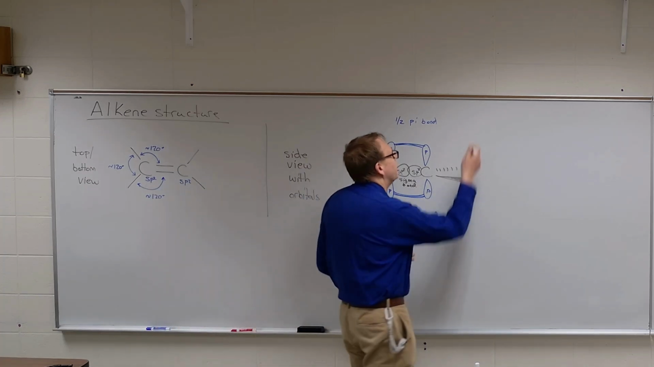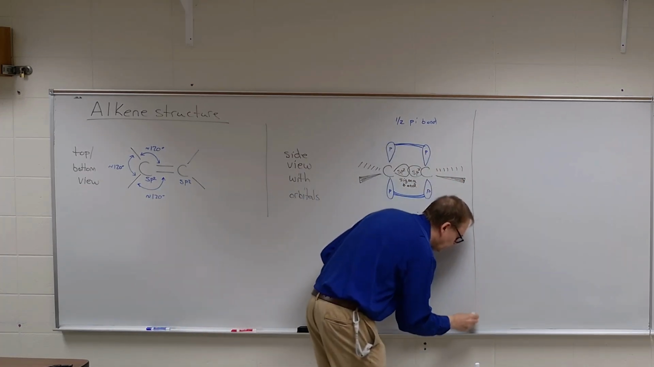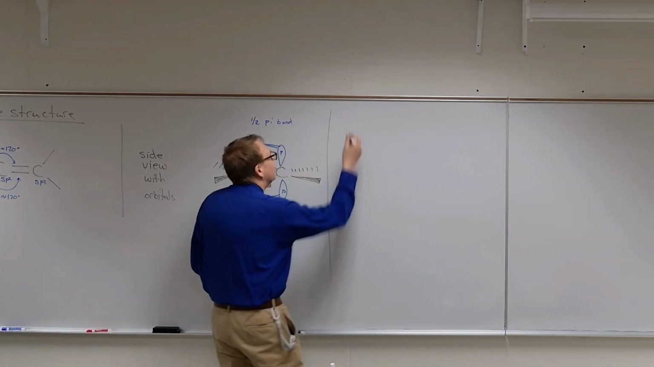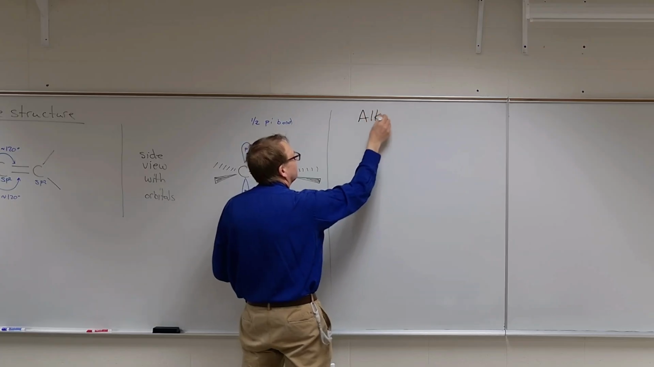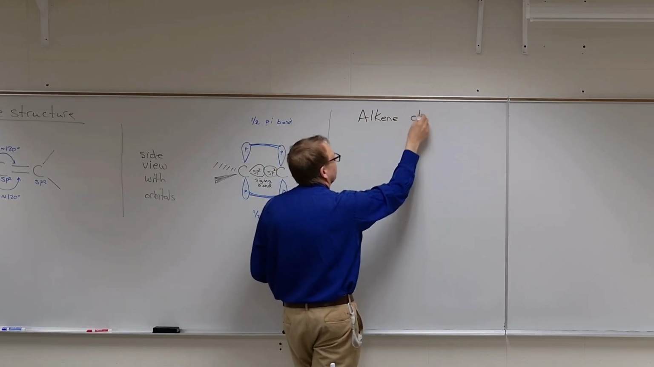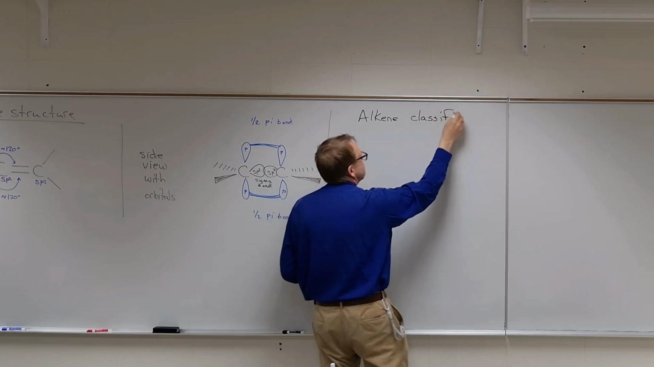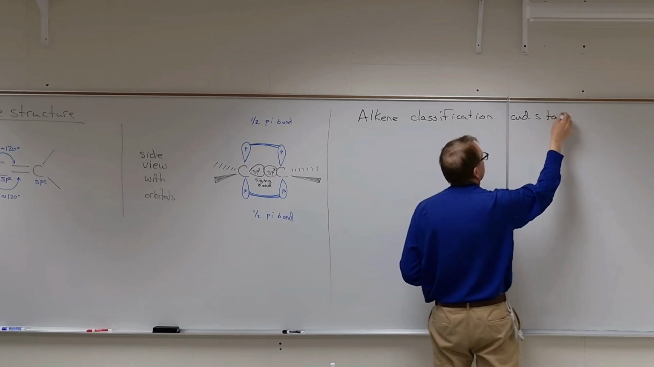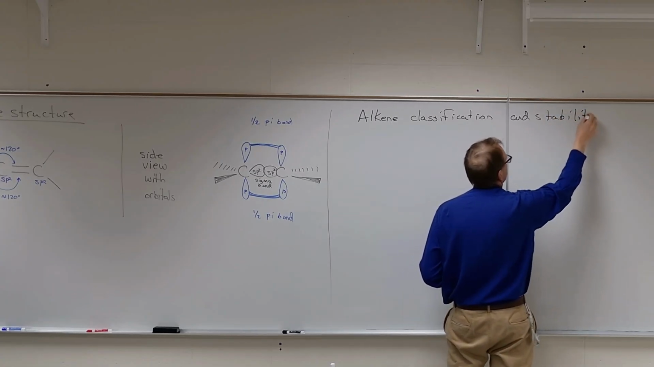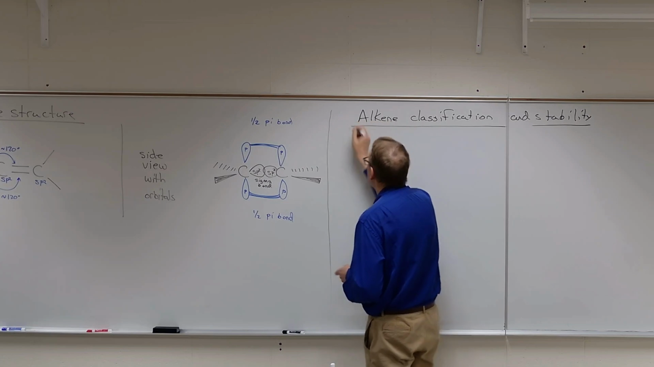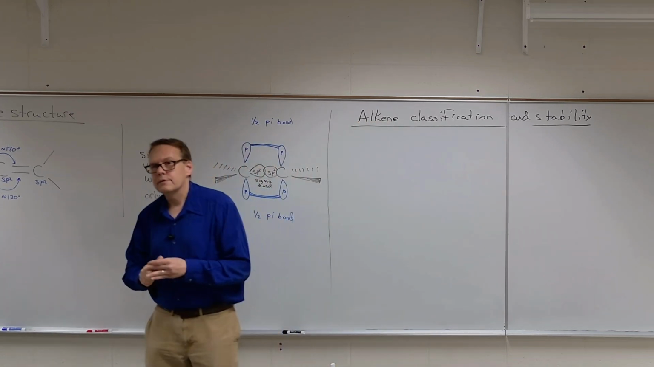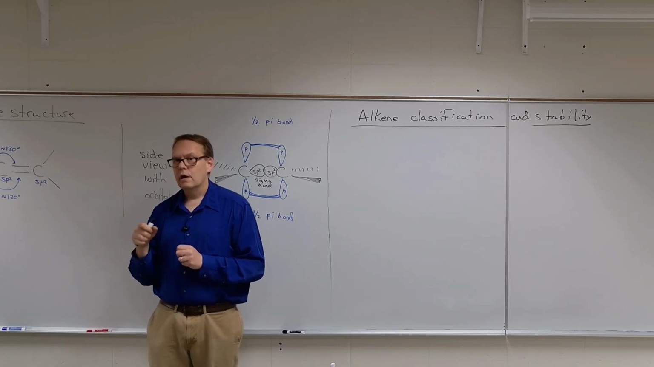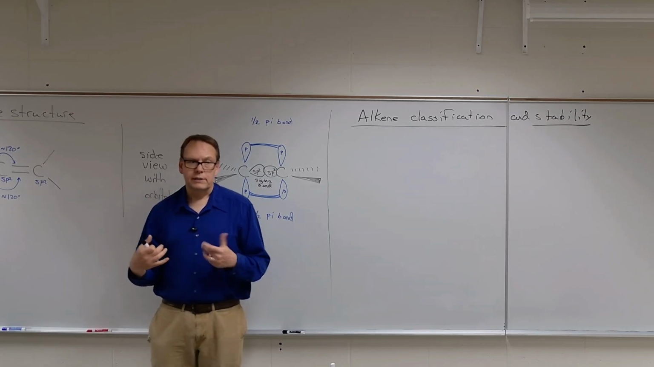The other important thing is classification and stability. So we talked a bit about this last time, but it's a good thing to go over again. So we're going to talk about next here alkene classification and stability. So I'm going to show you structures of a lot of different alkenes and how to classify them, and then how to rank them in terms of stability. And that's important because that determines whether or not they're going to be a major or minor product in elimination.